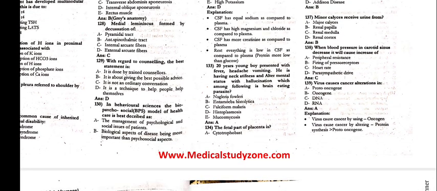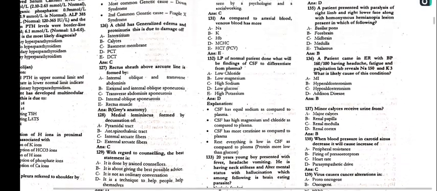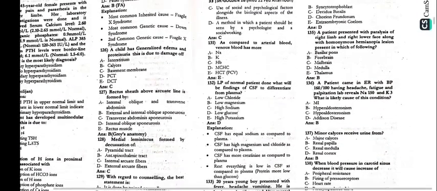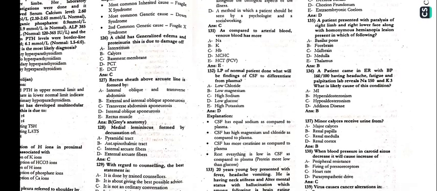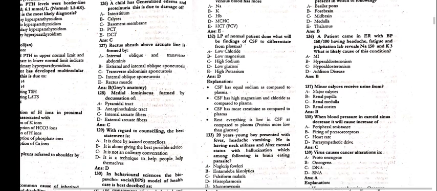129, with regard to counseling, the best statement is D. It is a technique to help people help themselves. 130, in behavioral sciences, the biopsychosocial model of the health care is best described as C. Use of social and psychological factors alongside the biological aspects of illness. 131, as compared to the arterial blood, venous blood has more E, that is the hematocrit.